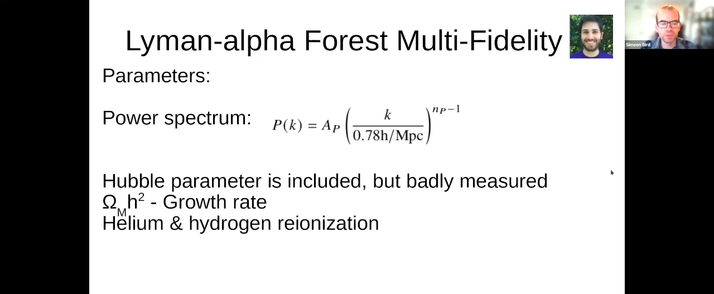We also include the Hubble parameter. We include this for technical reasons. It helps deal with cosmic variance, but it is actually not really measured by the Lyman-α forest. There's really no sensitivity to it in the Lyman-α forest at all. We also show the growth rate, omega matter h squared, and that's really just there because we marginalize over the small uncertainty in the forest, but it's much better measured by Planck. And we include several parameters for hydrogen and helium ionization.